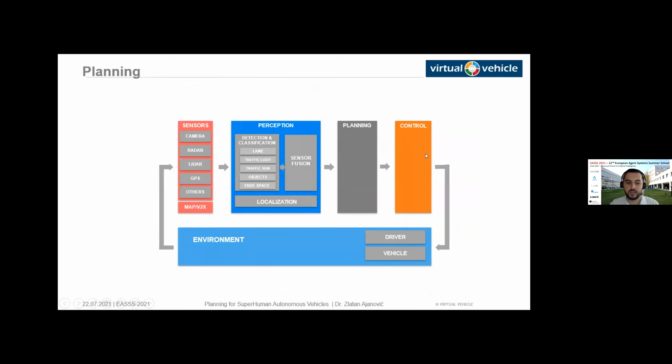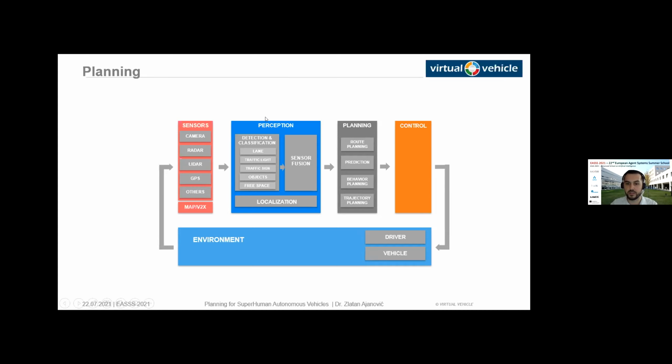So finally, we come to the planning part. This is actually the focus of all of my work in this area. In the planning part, there are also different topics here. One is route planning, the other one is prediction of other participants, the other one is behavior planning, and also trajectory planning. Route planning looks at the level of the road networks and decides which roads to take to go from point A to point B, like the navigation systems in our cars.